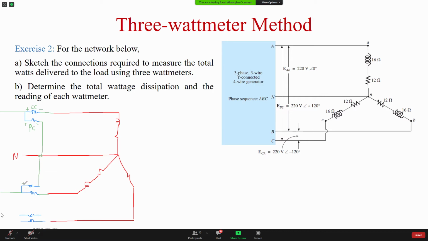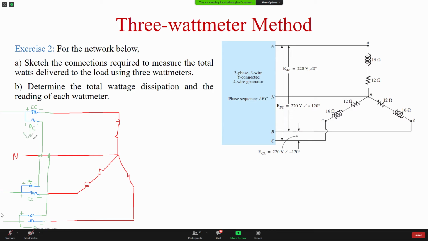Positive here, positive here. Sorry. This is for the current and this is for the voltage. So this is going to measure the voltage, so it's the potential coil, and this is going to measure the current. Here's the same thing. This is measuring the current, positive, negative, as the current is going this way, and the voltage between here and the neutral. So the phase is positive. The one that's connected to this is negative to the neutral. This is how I connect the watt meters.